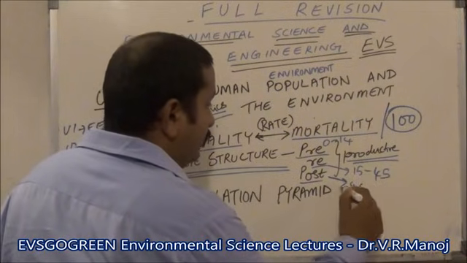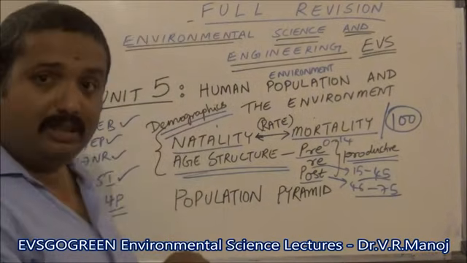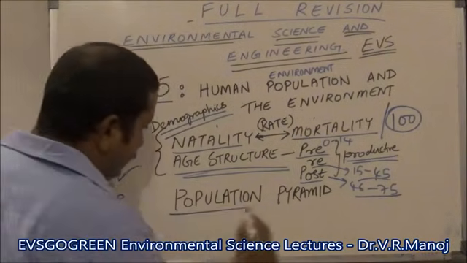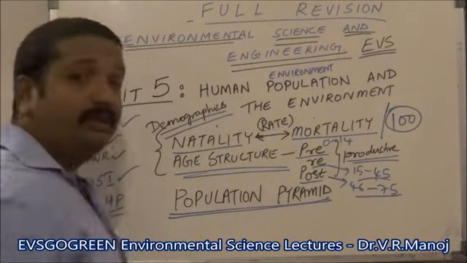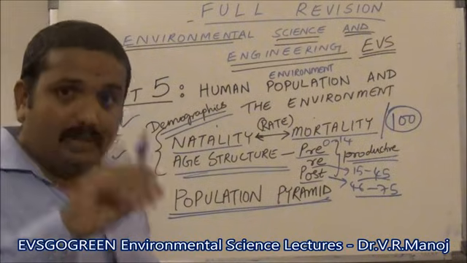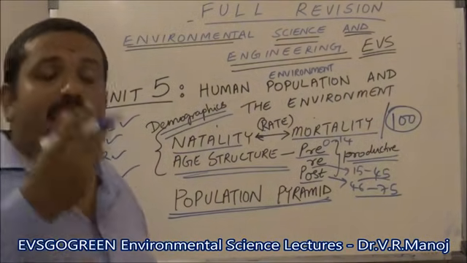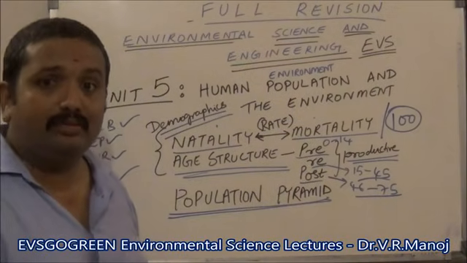And this is around 46 to 75, post-productive. Based on this age structure, if you define it as a graphical representation, you will end up with what is called a population pyramid, which gives you an instant look into the status of the population and where it is going to go after a period of 10 or 15 years.